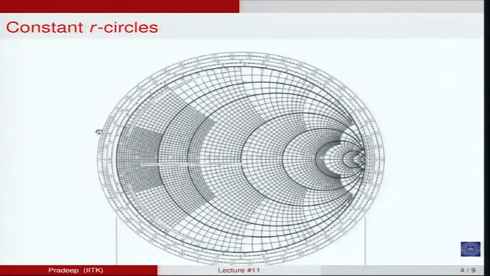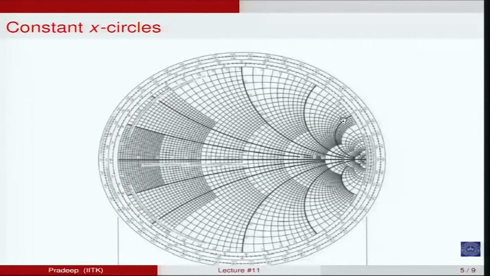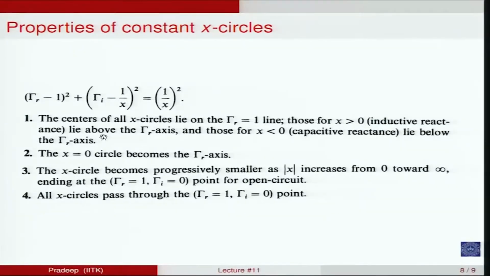This outer circle is the one which is r equal to 0, and has the largest radius. Similarly, if you look at the constant x circles, the centers of these x circles are at 1 comma 1 by x, and the radius is 1 by x. Now at x equal to 0, the center will obviously be at 1 comma infinity. So on the y axis the center is lying at 1 comma infinity.